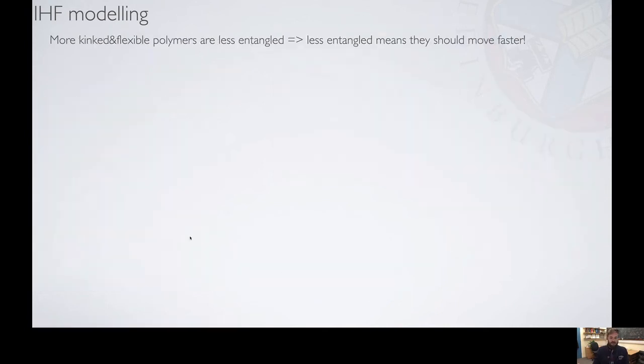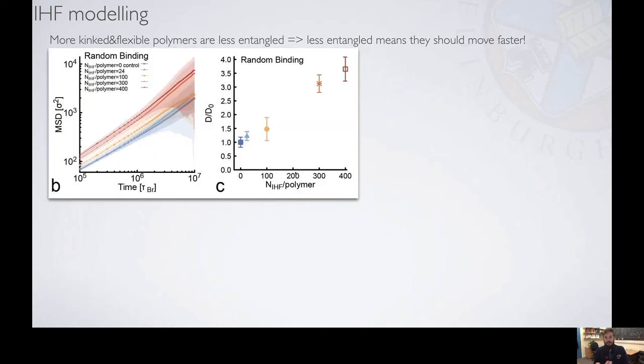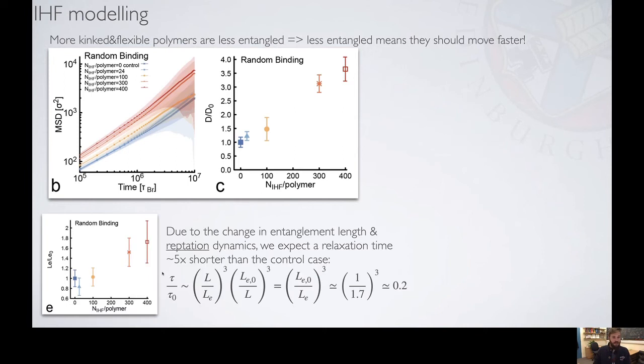Now, more kinked and flexible polymers, you expect them to be faster, right? Because they're less entangled. And indeed, this is what we see. If we track the mean square displacement, so we track the center of mass of the polymers, we see that the mean square displacement becomes faster and faster as we add more kinks. And also the diffusion coefficient here goes up by a factor of 4.